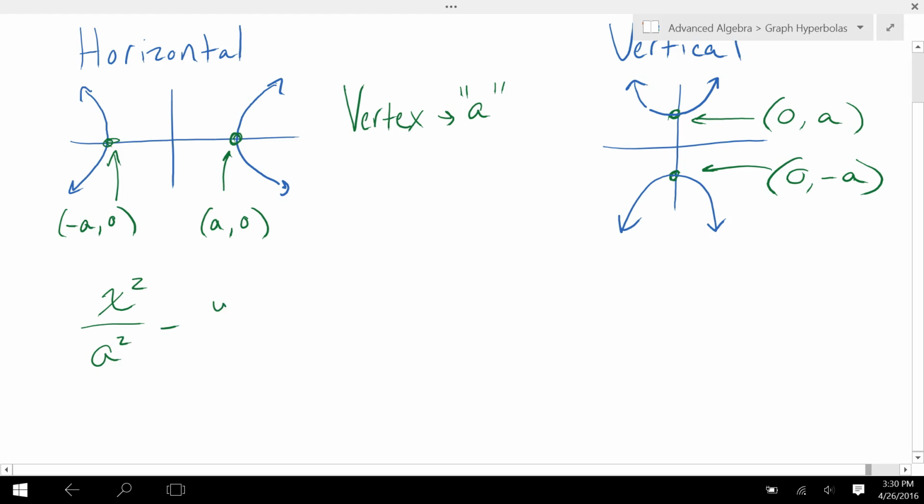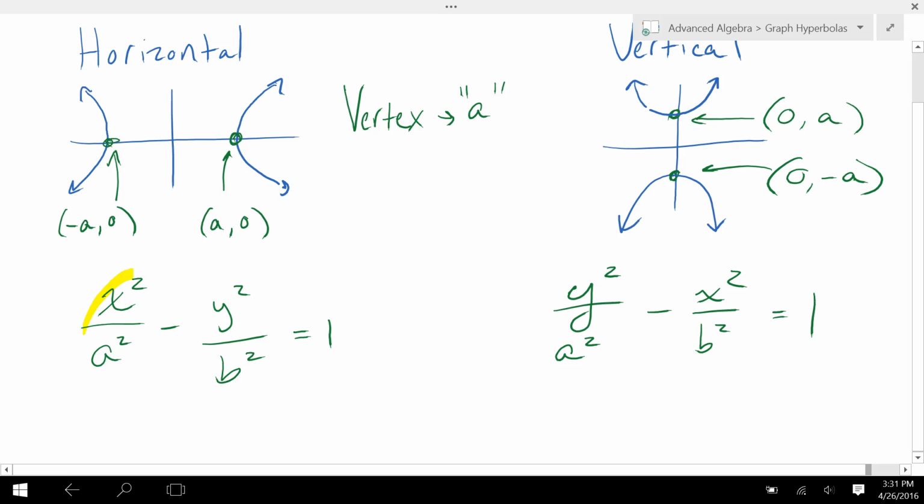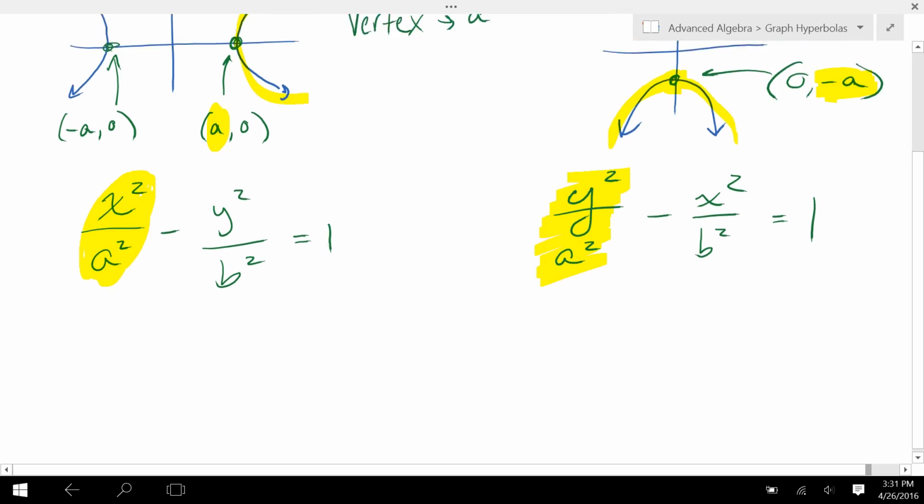Horizontal one, our equation is x squared over a squared minus y squared over b squared equals 1. And the vertical one, the only change there is that the x and the y actually shift position. So it'll be y squared over a squared minus x squared over b squared equals 1. And a couple of things to take note of is that the vertex is always underneath the axis that it'll point on. So in this case, the x squared has the a that opens up on the x-axis, and the vertical one, the y squared, has the a component, so it'll open up in the y-axis. So a couple little things to keep in note while we're doing these.